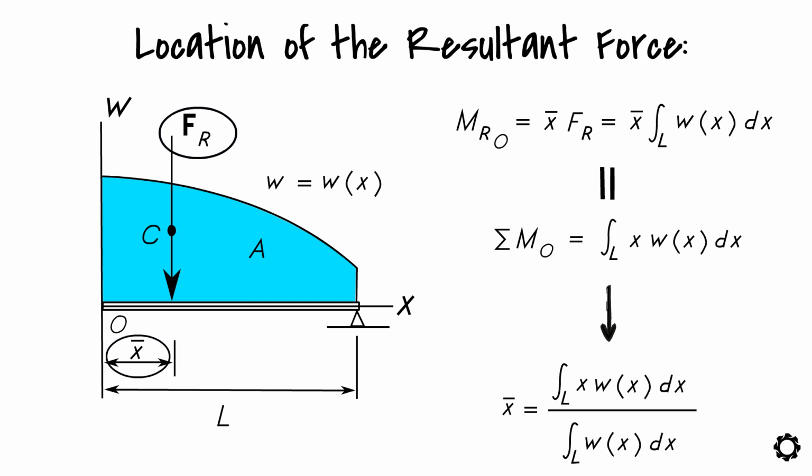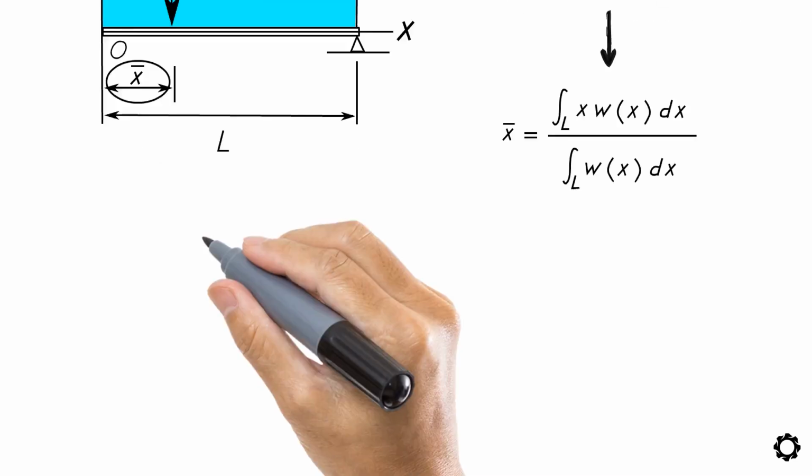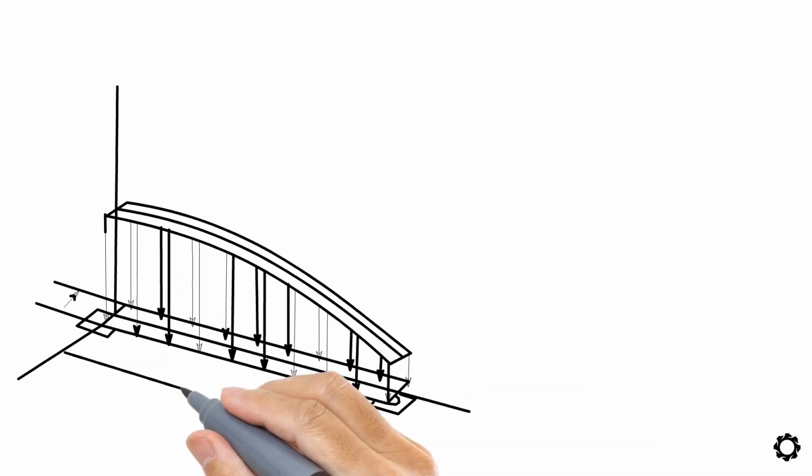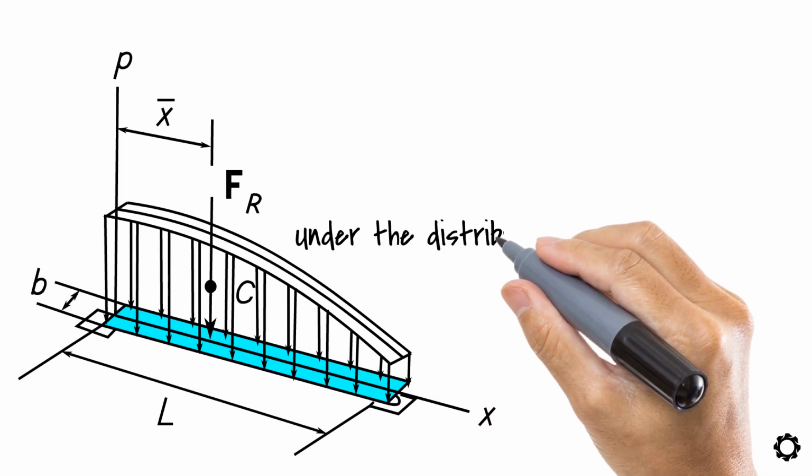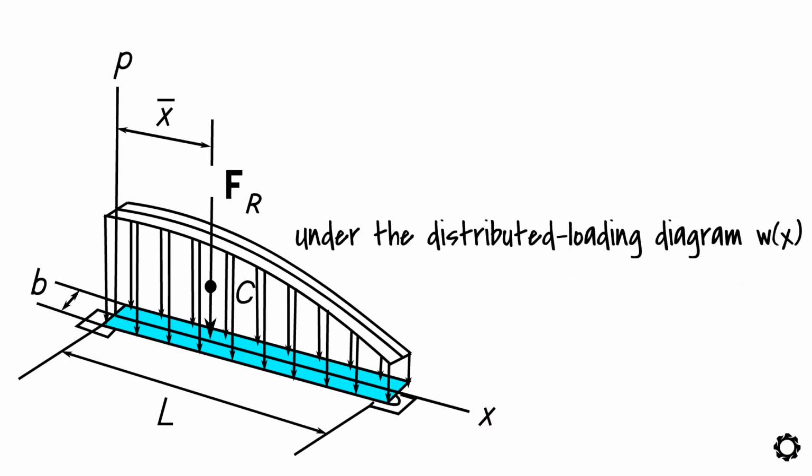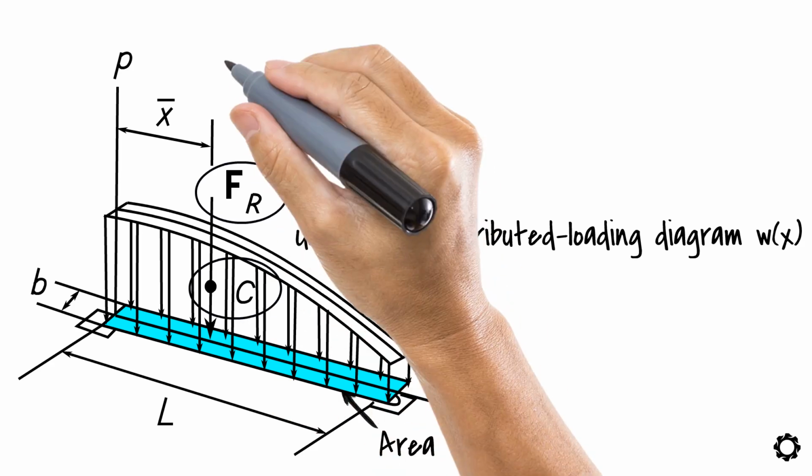You should keep in mind that in addition to telling us the location of the resultant force, x bar also represents the geometric center coordinate under the distributed loading diagram w(x). Therefore, the line of action of the resultant force is on the same line with the point C, which is the centroid of the area and the focus point of the load.